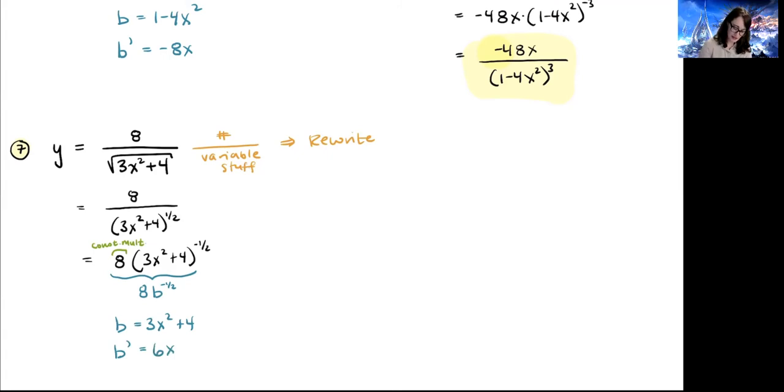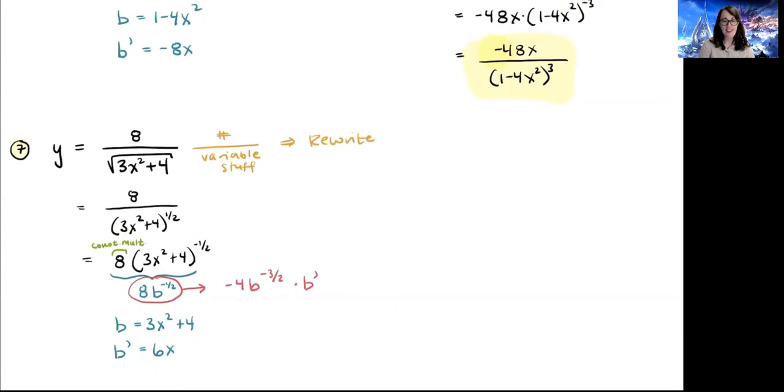All right, so we look and see how we're going to differentiate 8b to the negative 1/2. Well, we'll bring that negative 1/2 down and multiply by the 8. So that's negative 4b. We'll subtract 1 from the power. Negative 1/2 minus 1 is negative 3/2. Then we have to multiply this by the derivative of the inside, by b prime.